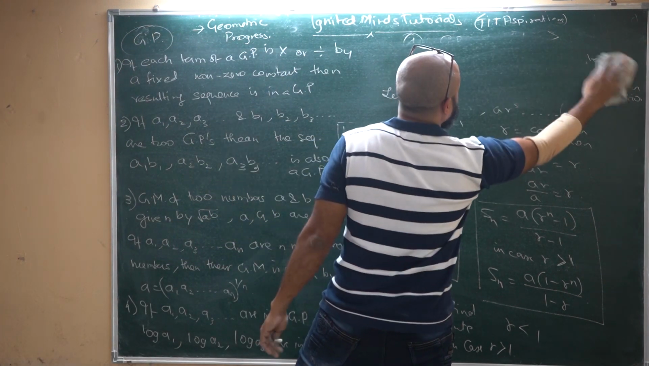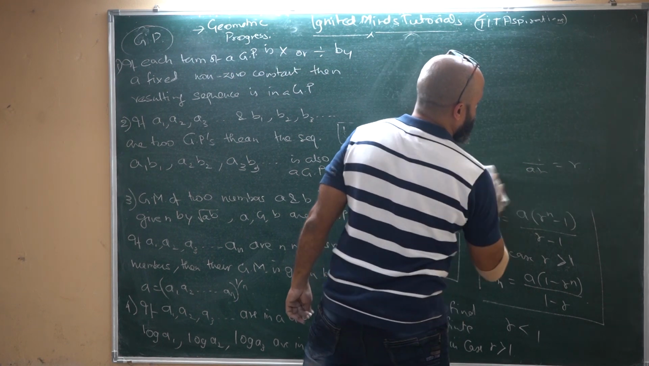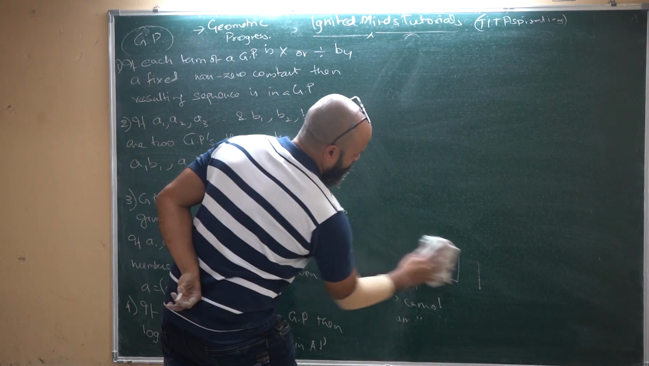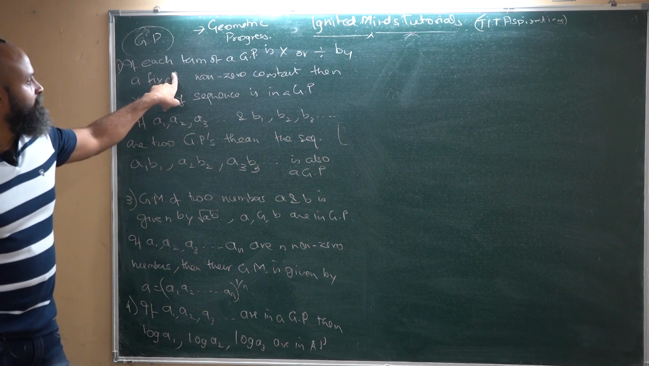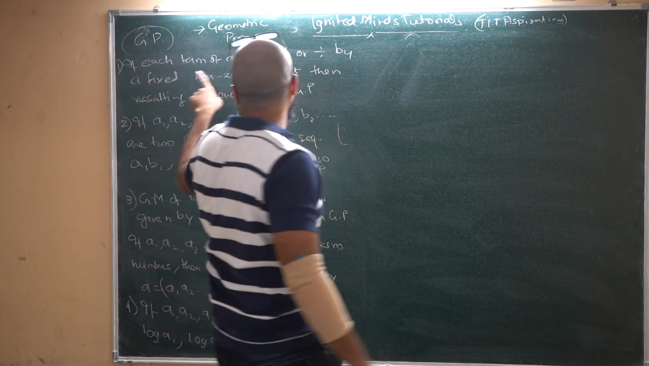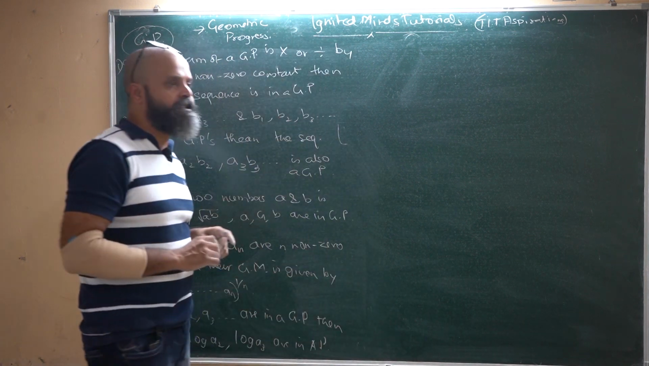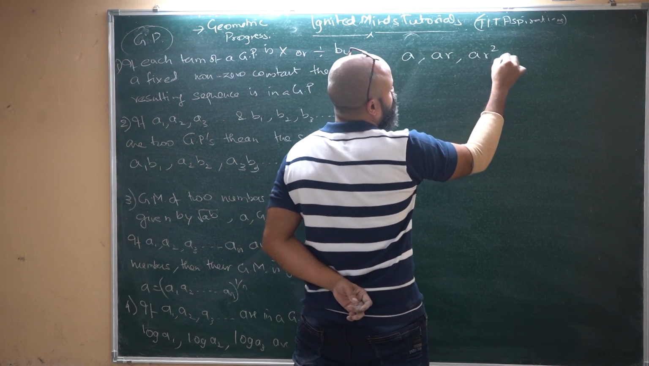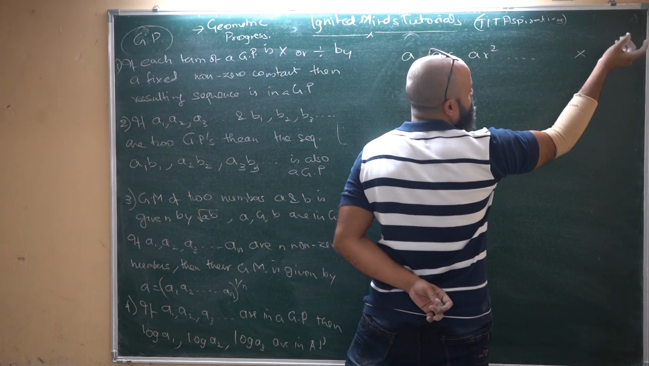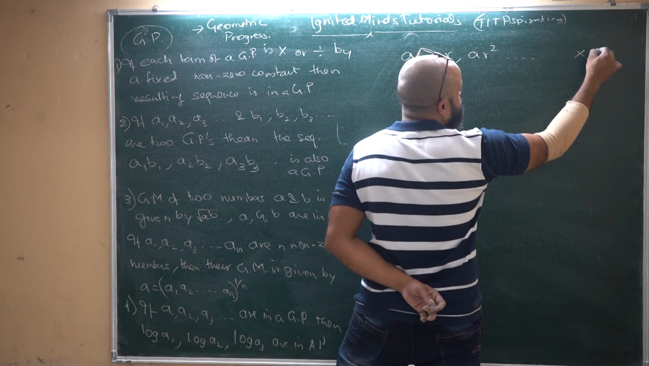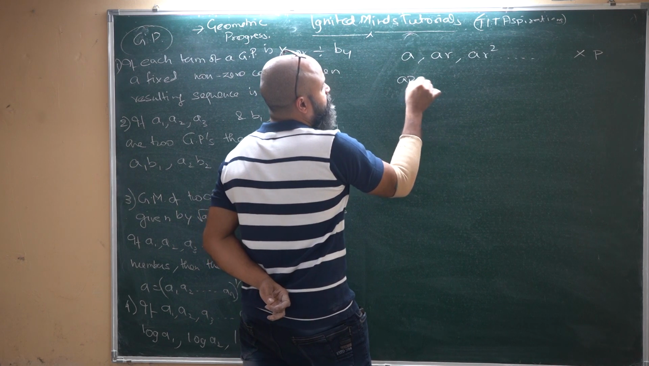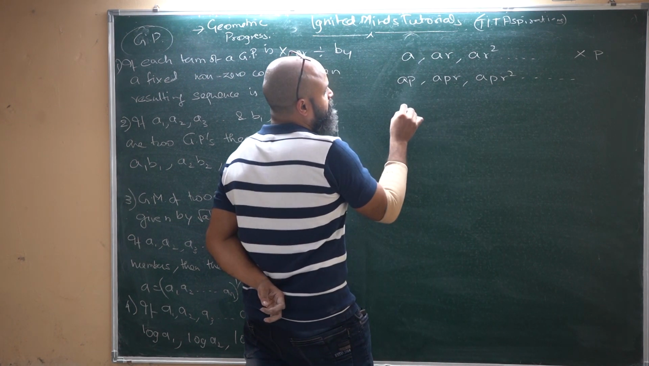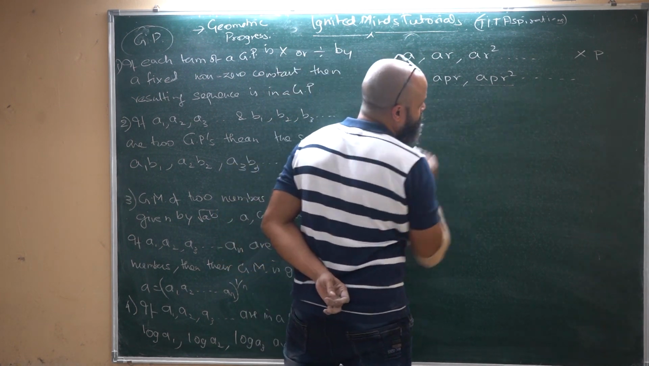Now we'll very quickly refer to some of the features of a GP which we have to remember or use when we get problems in GP. The first thing that we have here is, if each term of a GP is multiplied or divided by a fixed non-zero constant, then the resulting sequence is also a GP. For example, if we have A, AR, then AR square, and so on and so forth, and we multiply this by a common term, let's say P, what will this become? AP, then APR, then APR square, and so on and so forth. Which will mean that again, this is a GP. How do we prove that this is a GP?